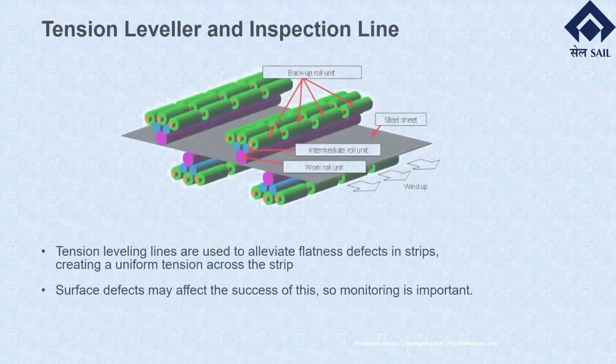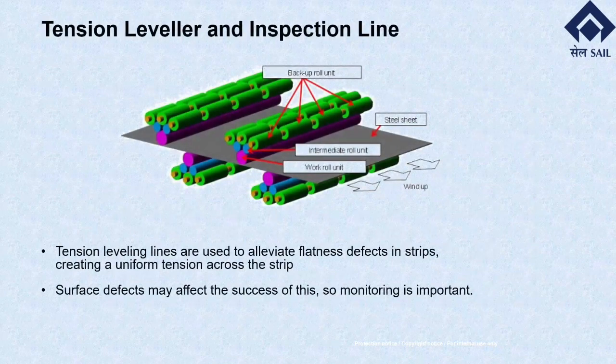After the skin passing mill, if the flatness is not improved, we can improve the flatness again in the tension leveler and inspection line. Also, a few customers ask; BHEL had asked for coils through TLIL. So we process those coils through TLIL, where other flatness defects are removed.